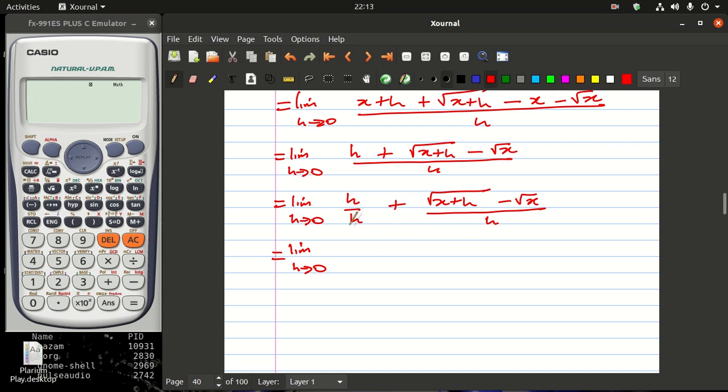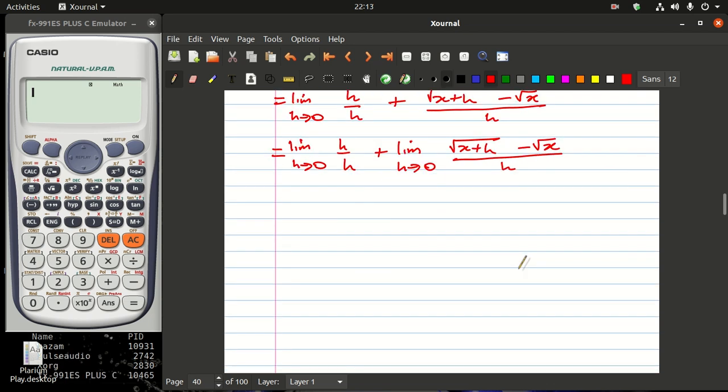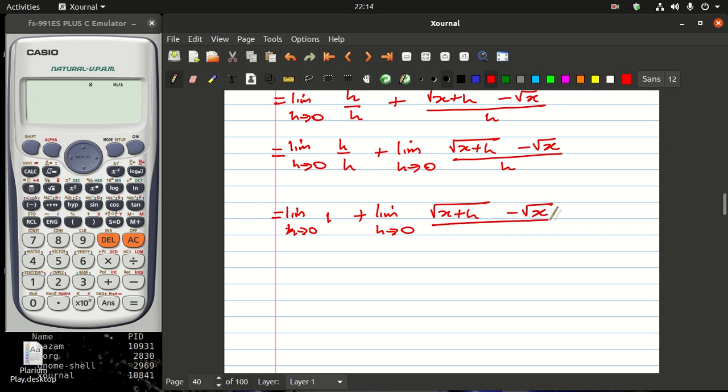So all I need to do now is split this limit and deal with them separately. So I'll end up having the limit as h approaches 0 of the square root of x plus h minus the square root of x, all over h. Now if I plug in a 0 here and plug in a 0, I get 0 over 0, which means I can just cancel the common factor to get the limit as h approaches 0 of 1 plus the limit as h approaches 0 of the square root of x plus h minus the square root of x, all over h.